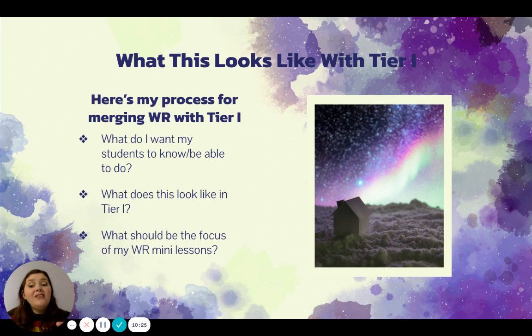Now, keep in mind, we did look at those examples of exemplars that we could use in our classroom with our students. We wouldn't just pull those out of the blue. We would make sure that we're merging them with something that we're already learning in our classroom.